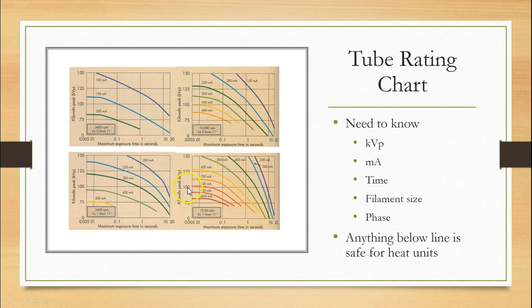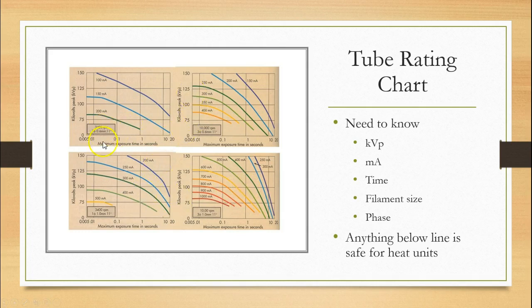If we have 100, and I wanted to use 600 MA at 1 second. 600 MA, I'm above the line. Here's the line right here. Here's 1 second. 600, the line is right there. So I'm above the line, not below. So it is not safe for that machine, okay? So anything below the line is safe.